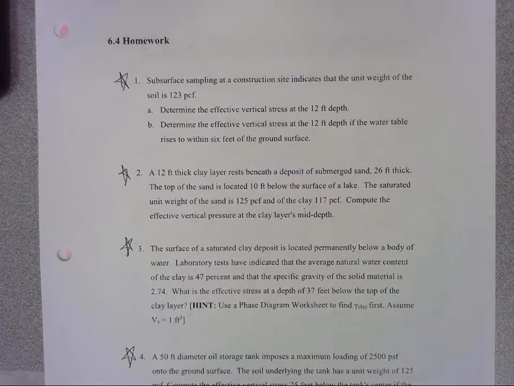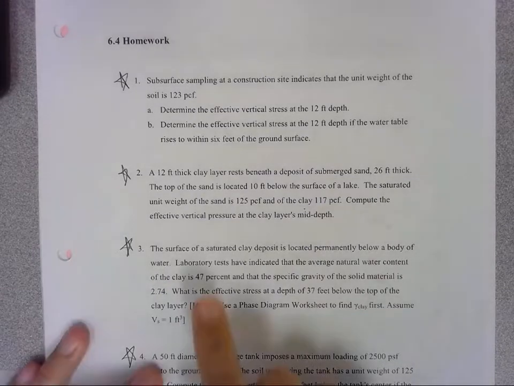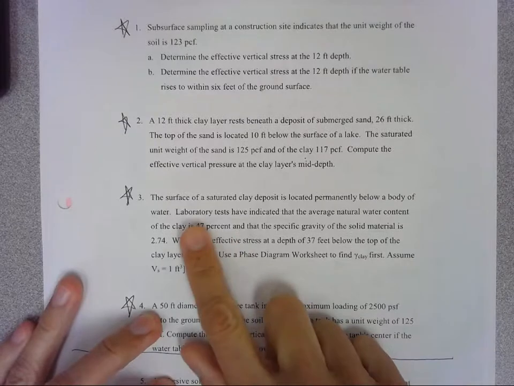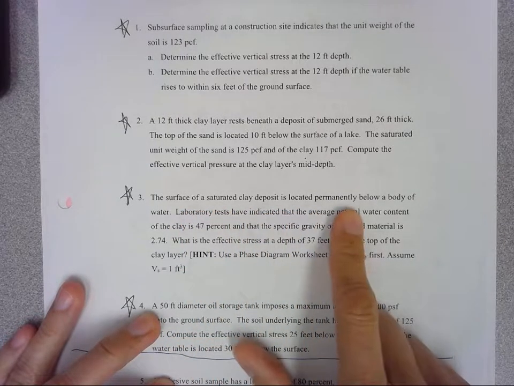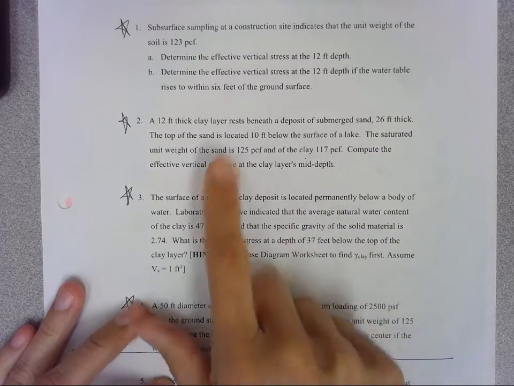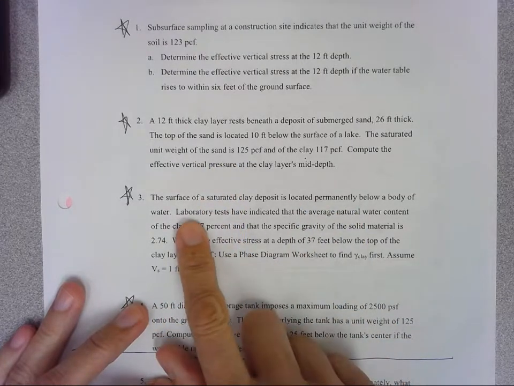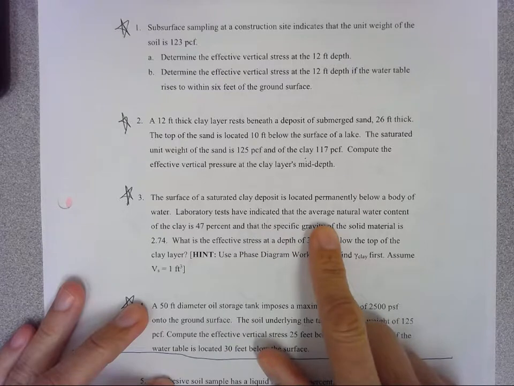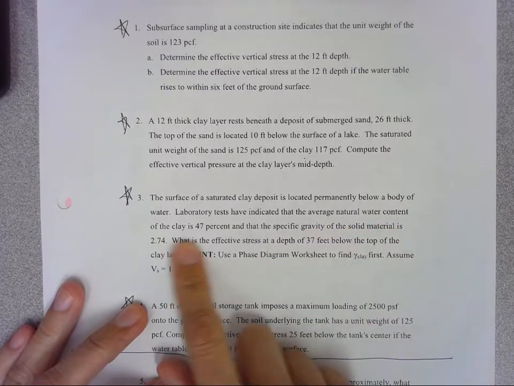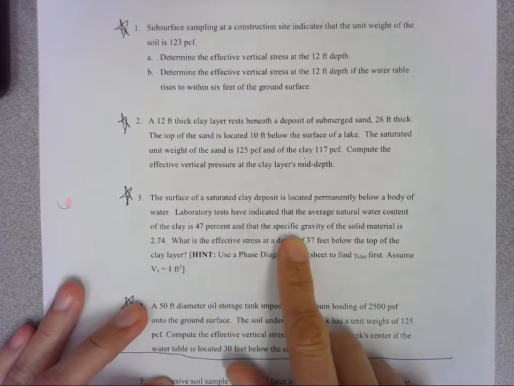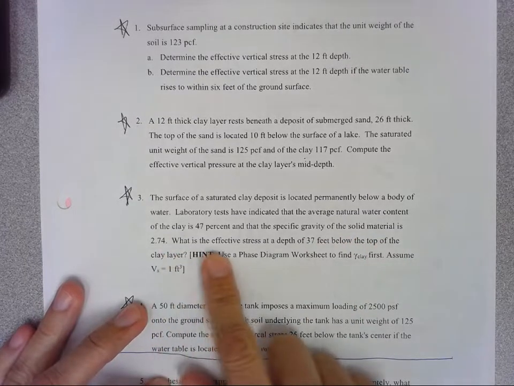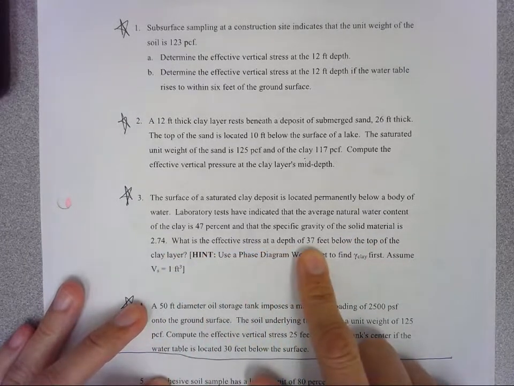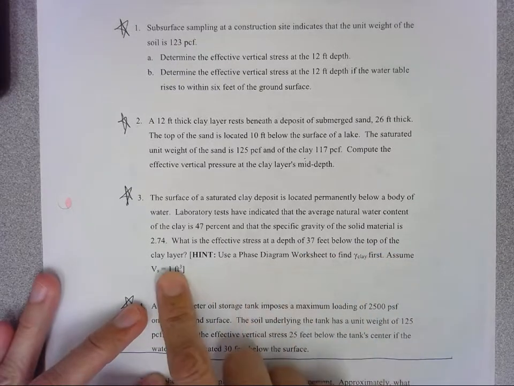Okay, we're going to continue on with the Chapter 6 homework with problem number 3. We've got that the surface of a saturated clay deposit is located permanently below a body of water. Sounds a bit like problem 2. But then we've got lab tests that have told us that the average natural water content of the clay is 47%, and the specific gravity of the solid material is 2.74. We want to find the effective stress at a depth of 37 feet below the top of the clay layer.